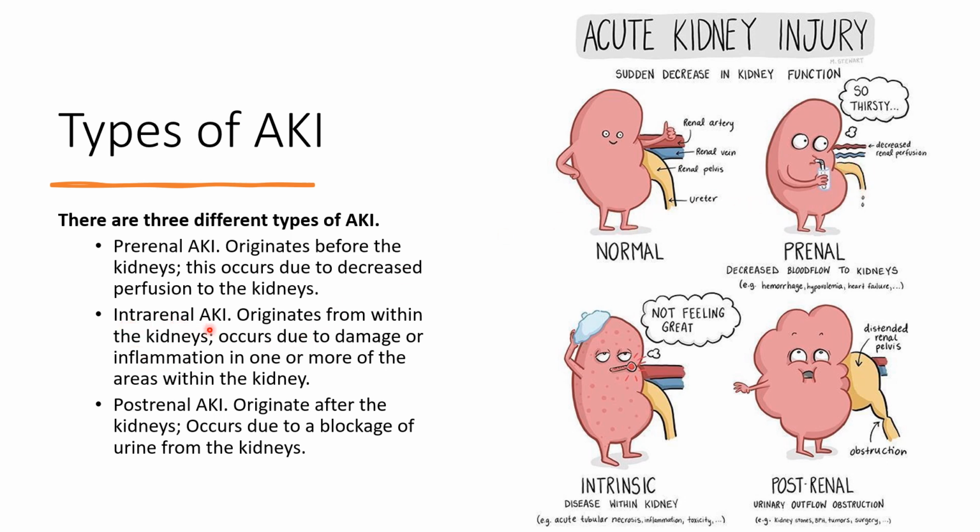Then you have intrarenal AKI. This is where the cause originates from within the kidney, and it occurs due to damage or inflammation in one or more areas of the kidney. So you can see here he's not feeling very good. This is intrarenal. And then you have postrenal AKI. This is where the cause originates after the kidney, and it occurs due to blockage of urine from the kidneys. So you can see that the ureter right here is constricted, and then urine isn't able to exit the kidney and flow to the bladder.